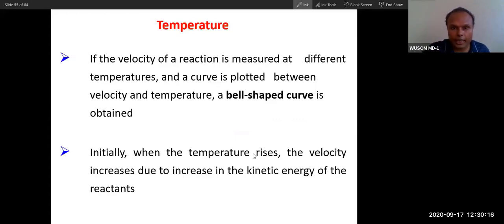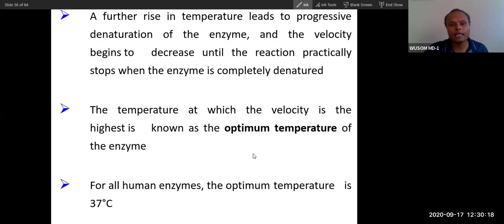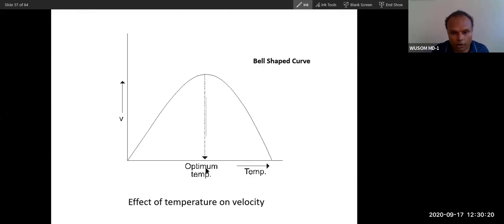Temperature, the main important thing is temperature. In temperature, you will see a bell-shaped curve. This is called the optimal temperature. Below that temperature, the reaction rate will be slow. Above that temperature, the reaction rate will be slow. So this is the optimal temperature. Our optimal temperature is 30 degrees Celsius. The reaction rate is highest here.